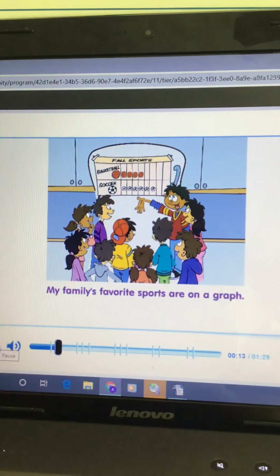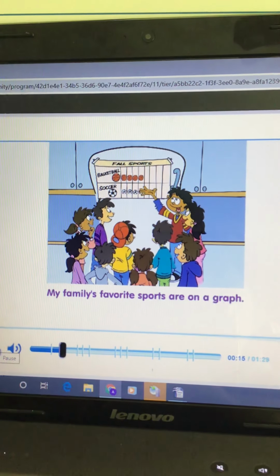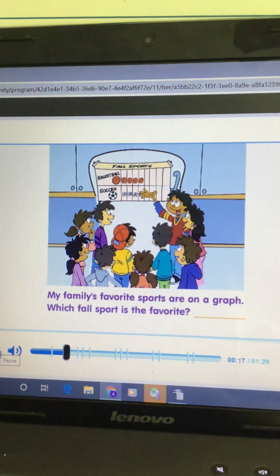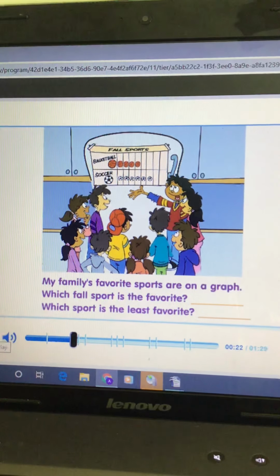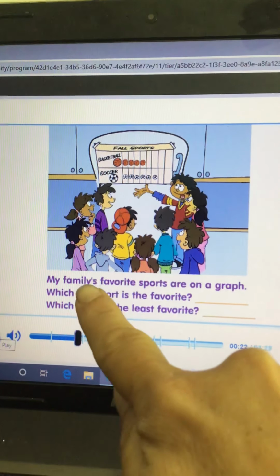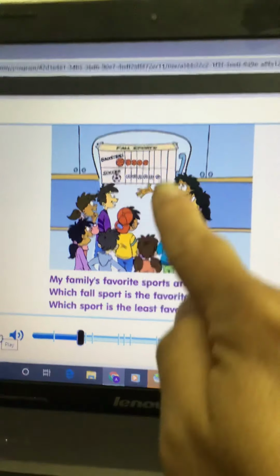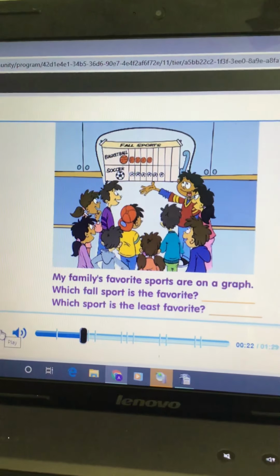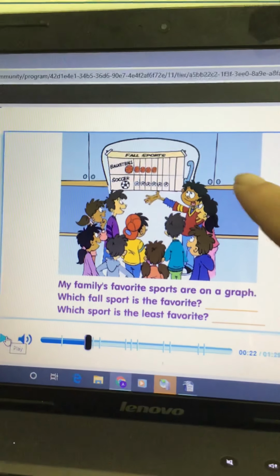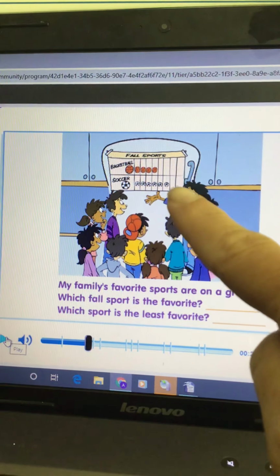My family's favorite sports are on a graph. Which ball sport is the favorite? Which sport is the least favorite? So they are giving us some information here. First of all, this is about their family's favorite sports. And up top, the title of the graph tells us fall sports, so sports that they play in the fall. And there's two choices, basketball or soccer.